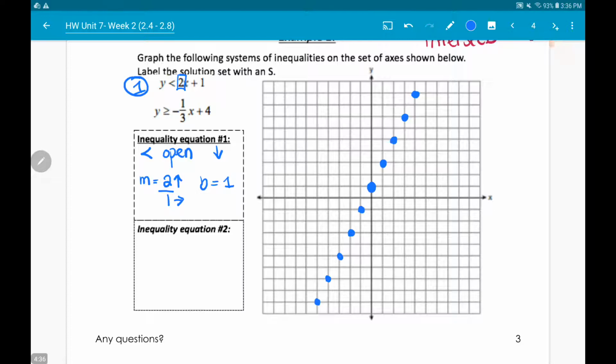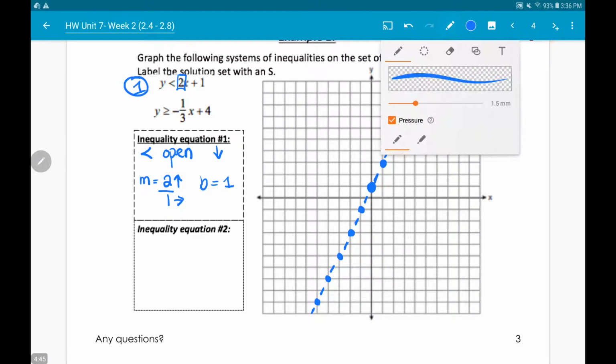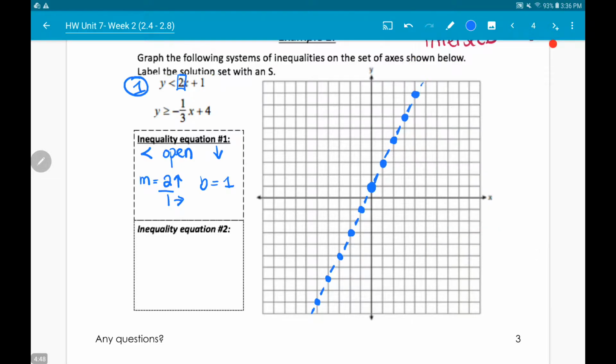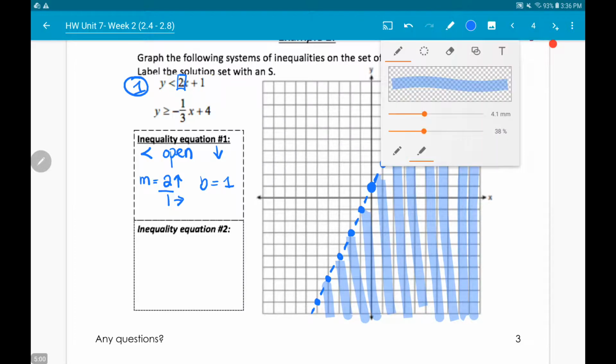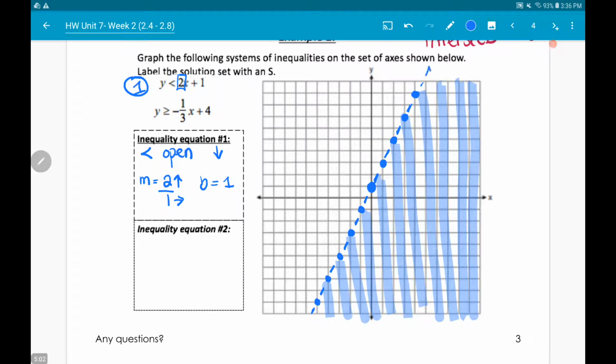Okay, so it is a less than symbol. So it's going to be an open line. And less than also means I'm going to be shading in the downward region, because that is where my smaller numbers exist. All right, and don't forget, whenever we're graphing a system, we need to make sure we are labeling both things. So that is inequality number 1. I'm going to switch up my color for inequality number 2.